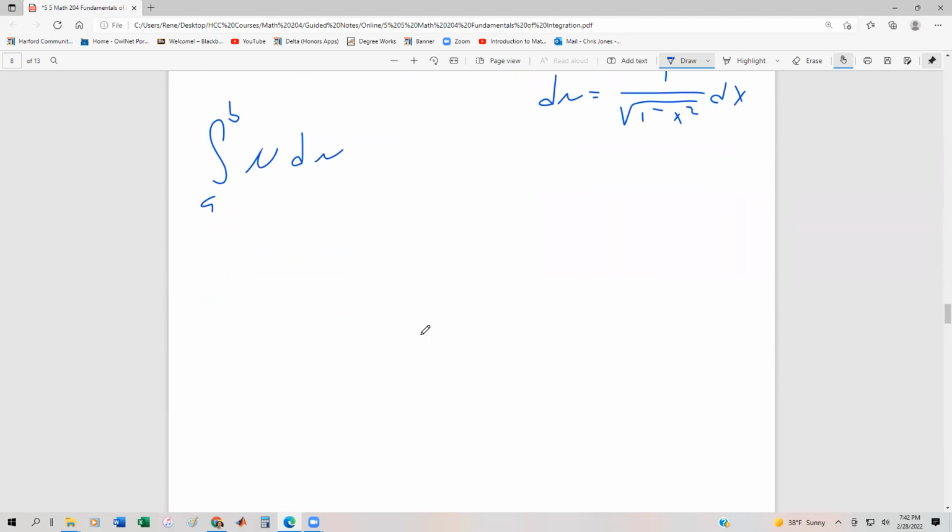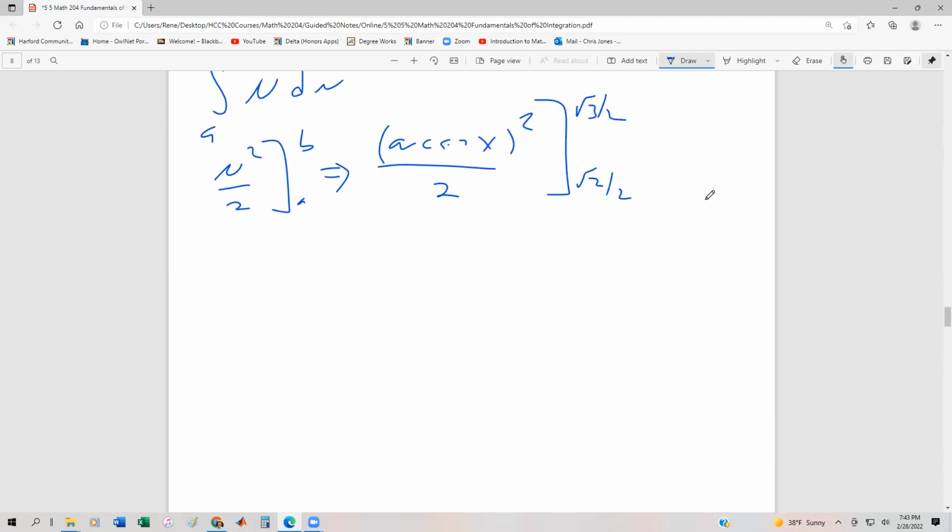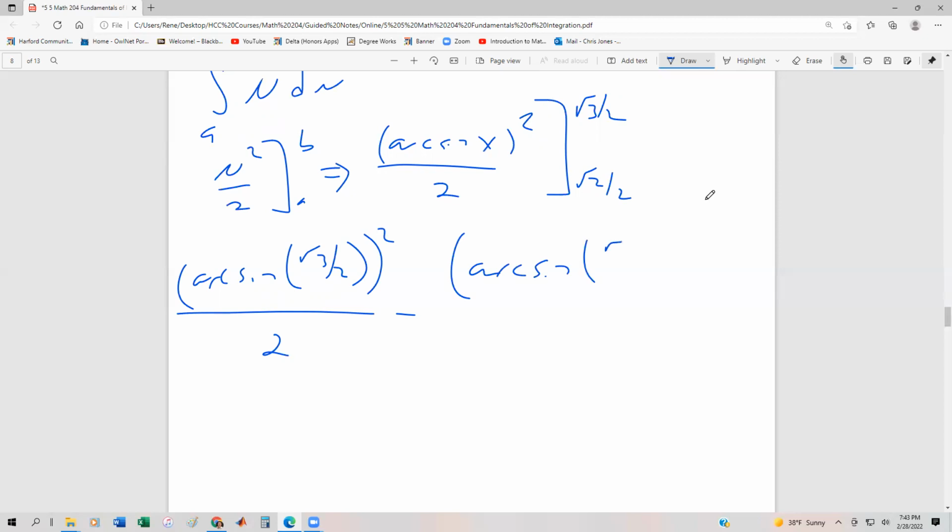We know that the antiderivative is u squared over 2 from a to b. Back substituting, we know that u is arcsine of x. So this is going to be arcsine of x squared divided by 2, from root 2 over 2 to root 3 over 2. We're going to back substitute for x using the fundamental theorem of calculus. So we're going to get arcsine of the square root of 3 over 2, quantity squared, over 2, minus arcsine of root 2 over 2, squared, over 2.